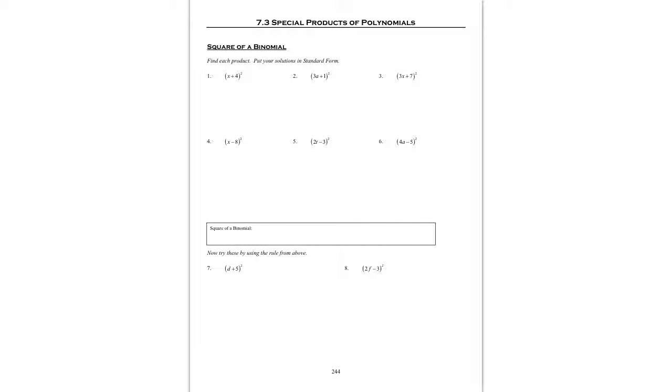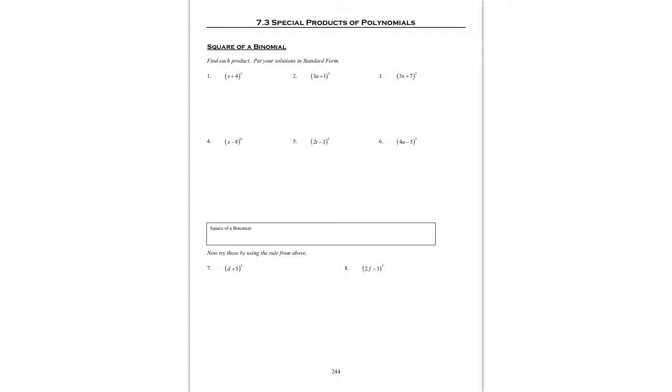Hey, what's up, everybody? We are on page 244 in the binder this time. So for our 7.3 video, this one's very similar to 7.2. We're still multiplying, we're going to be distributing, but we have a couple special types of these problems where we're going to look for some patterns and see if we can find some shortcuts.